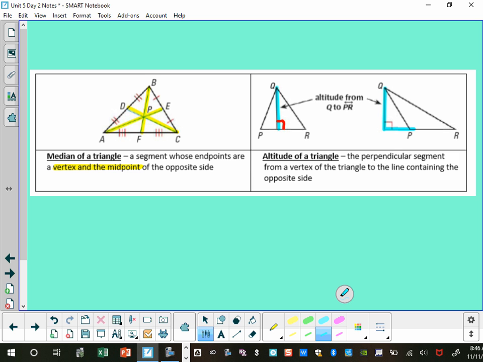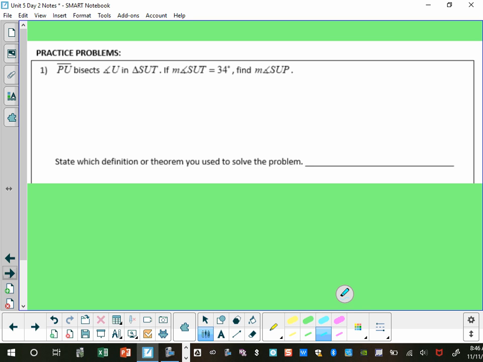All right, turn the page, let's practice. For these problems, if you have to draw a picture, then draw a picture. All right, so we have PU bisects angle U in triangle SUT. Let's stop there. Let's draw triangle SUT.